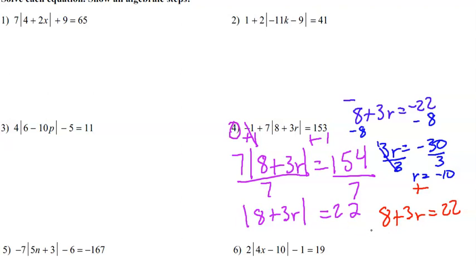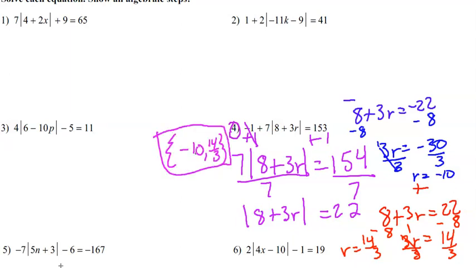And then for a positive piece, let's subtract 8 from each side. So 3r equals 14. Divide by 3. That fraction can't reduce. So we have r equals 14 over 3. We don't have to check for extraneous because this isolated absolute value doesn't have a variable, and also it equals a positive number. So we'll write the solution set, negative 10 and 14/3.